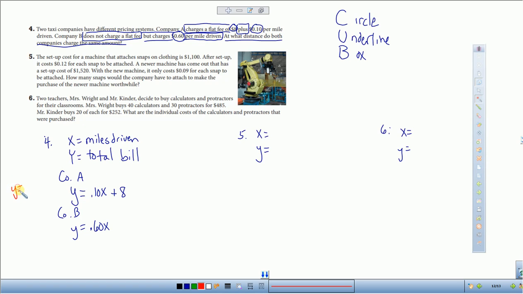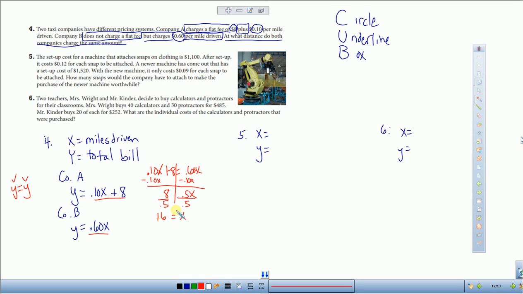And I know that y will always equal y. If this y is equal to this y, I'm going to take this expression and replace it for this y, and I'm going to take this expression and replace it for this y, so that I get something that looks like this, and this is where I'm solving the system. I'm going to say 0.10x plus 8 is equal to 0.60x. I'll subtract the smaller x from both sides. Oops, that's 0.10x. And I get 8 is equal to 0.5x. If I divide by 0.5 on both sides, I believe I get x is equal to 16.